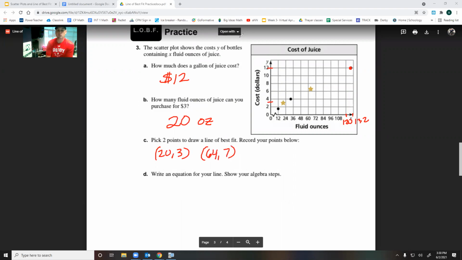And then draw your line through those 2 points that you just wrote on the graph. As best you can, you want to draw a straight line through those 2 points with an arrow at one end. Great. Part D, write an equation.